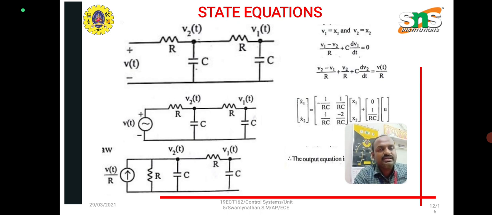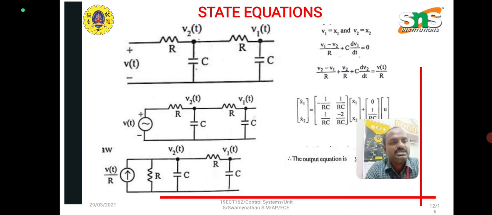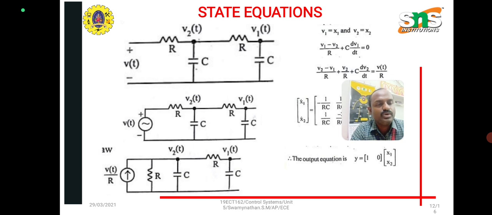Again, for the second circuit you can make x1' x2' equal to the matrix with 1/RC, 1/RC, 1/RC, minus 2/RC, because the 2 is a combination, times x1 x2, plus 0, 1/RC times u. The output equation is y equals 1 0 times x1 x2.